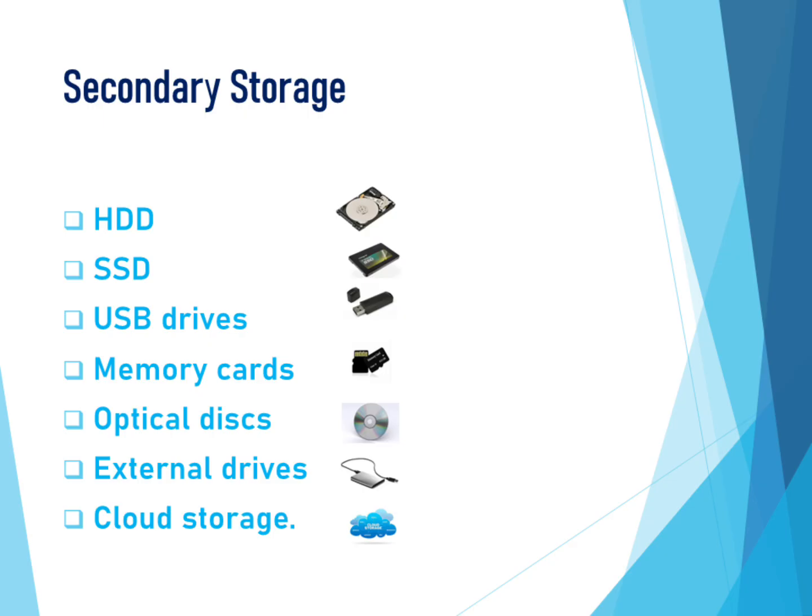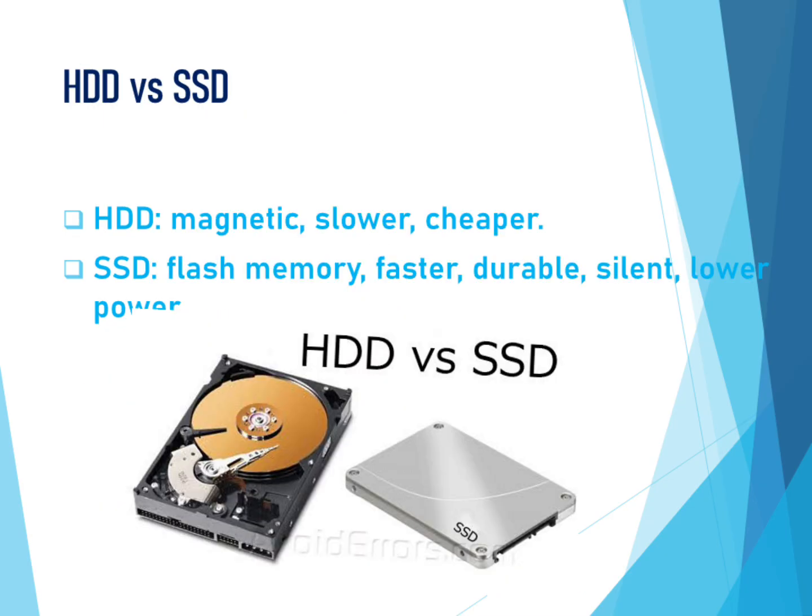So now let us see, let us compare the HDD and SSD. Now let us see that the hard disk drive, the HDD, stores data using magnetic disks that spin at high speed. Since it has moving parts, it is slower. It also makes a little noise and uses more power. However, HDDs are cheaper and provide large storage capacity.